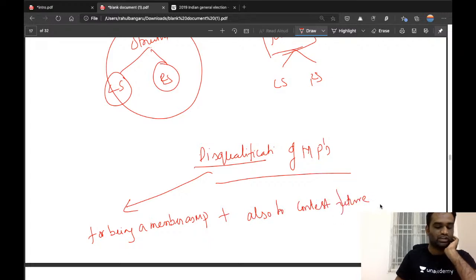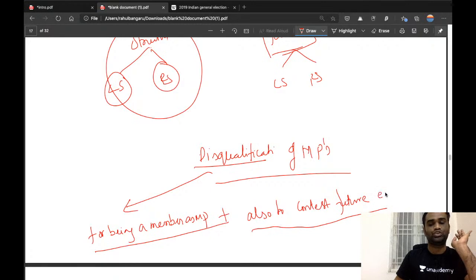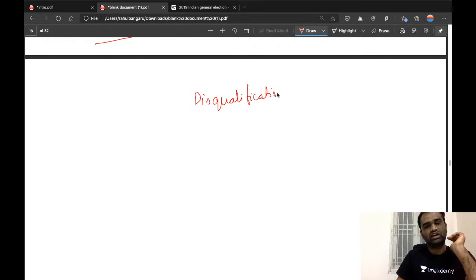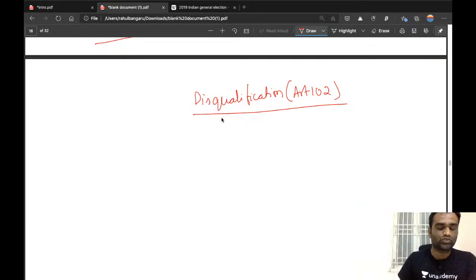When we talk about disqualifications in this class, we are not only discussing being a member of Parliament, we will also be discussing disqualification from contesting in future elections. Disqualification is given in Article 102. According to Article 102, there are three ways based on which an MP can be disqualified.